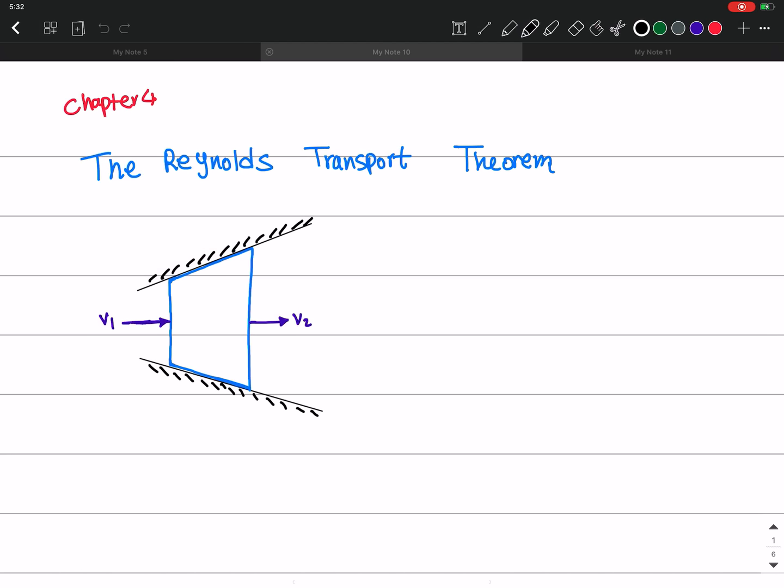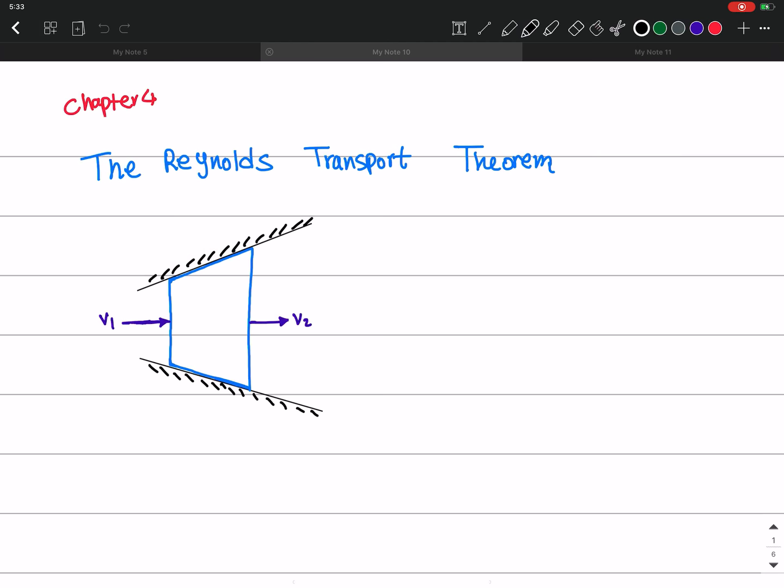Hello everyone, in this lecture we start chapter 4 and we are going to study the Reynolds transport theorem. This theorem is a general theorem that allows us to understand the transport of any fluid parameter and see how those fluid parameters evolve in time, and we can find a formula for the differential form of any change in a fluid parameter. That can be mass, that can be velocity, or any parameter, right?